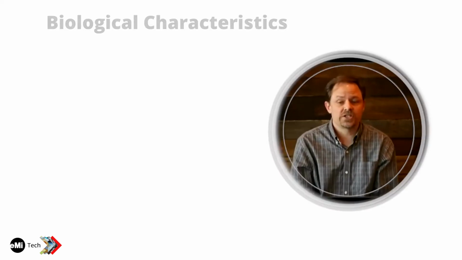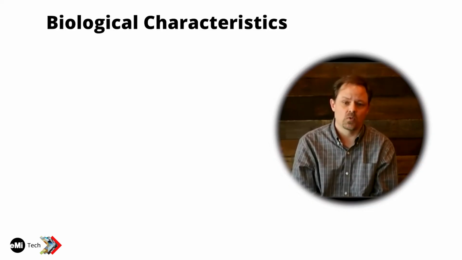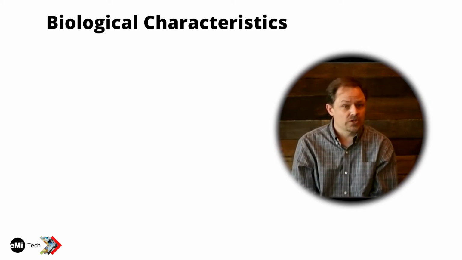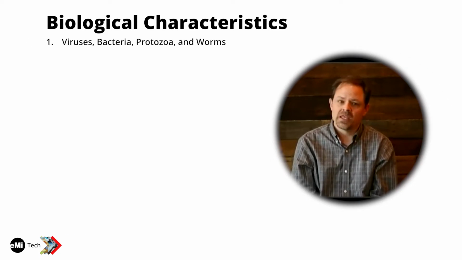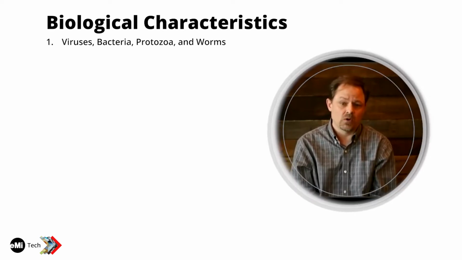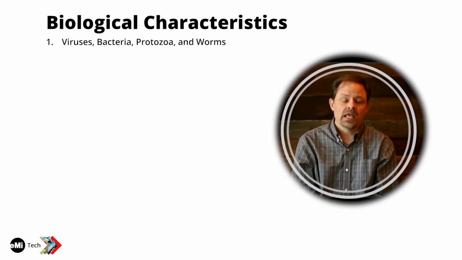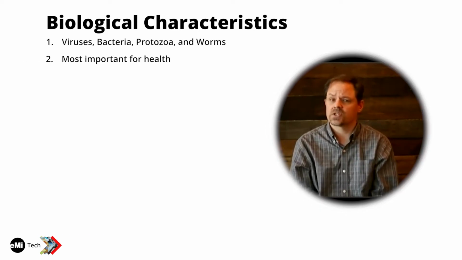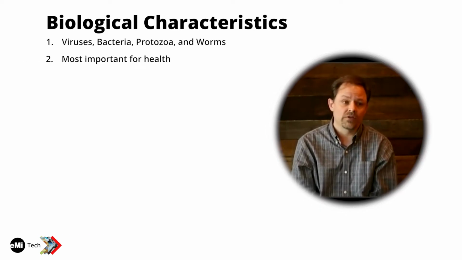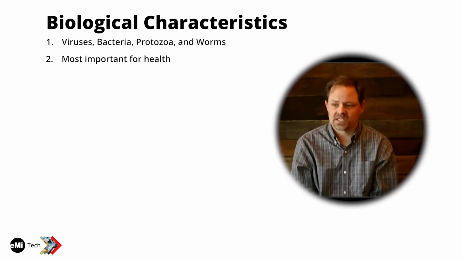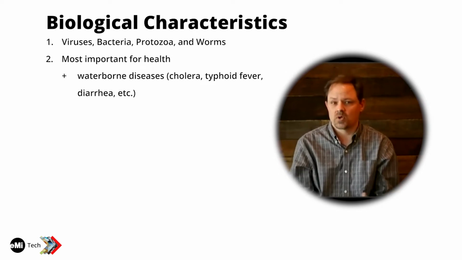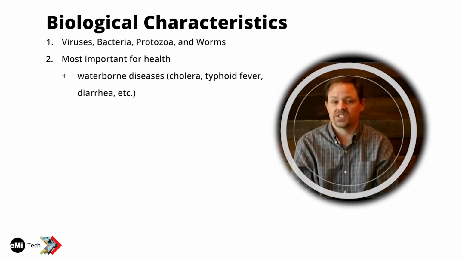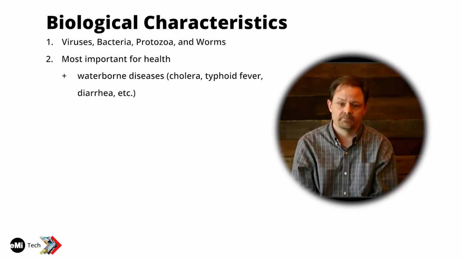Okay, so let's turn our attention to biological characteristics of the water. So when we talk about biological characteristics, we're primarily thinking about viruses, bacteria, protozoa that are living in the water. And to some extent, we're also concerned about worms that might be in the water. And the biological characteristics are the ones that are the most important for health because it's these characteristics that lead to the major waterborne diseases and also just the broad collection of dysentery and diarrheas that can occur.